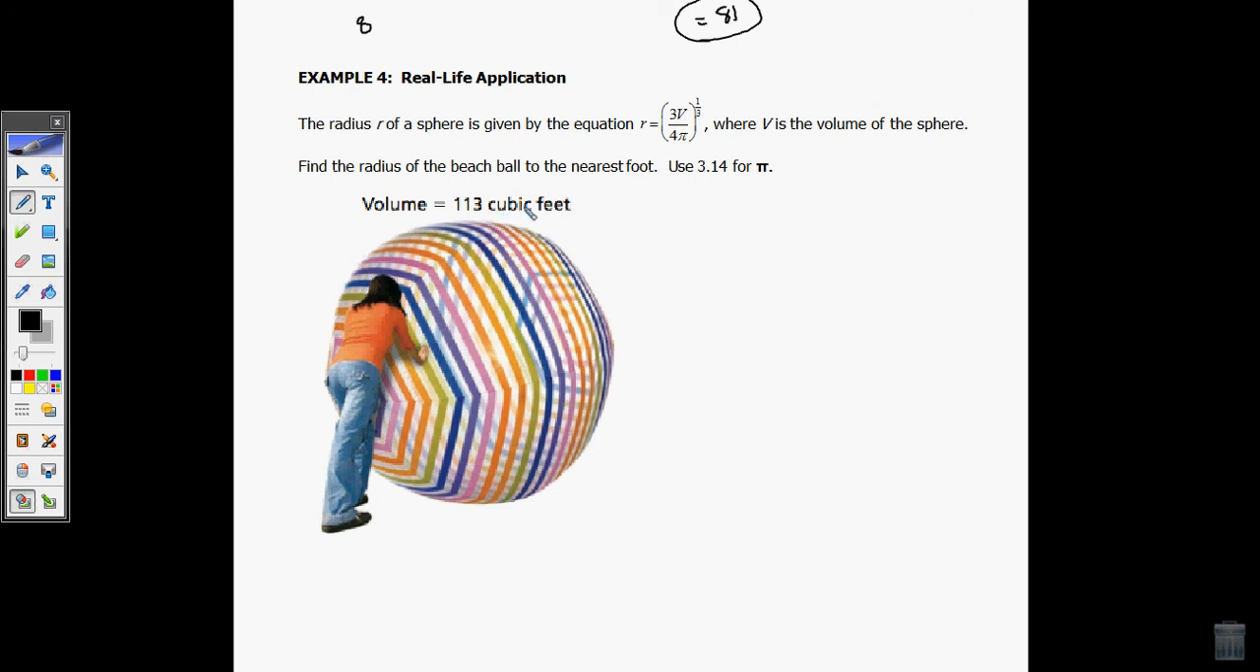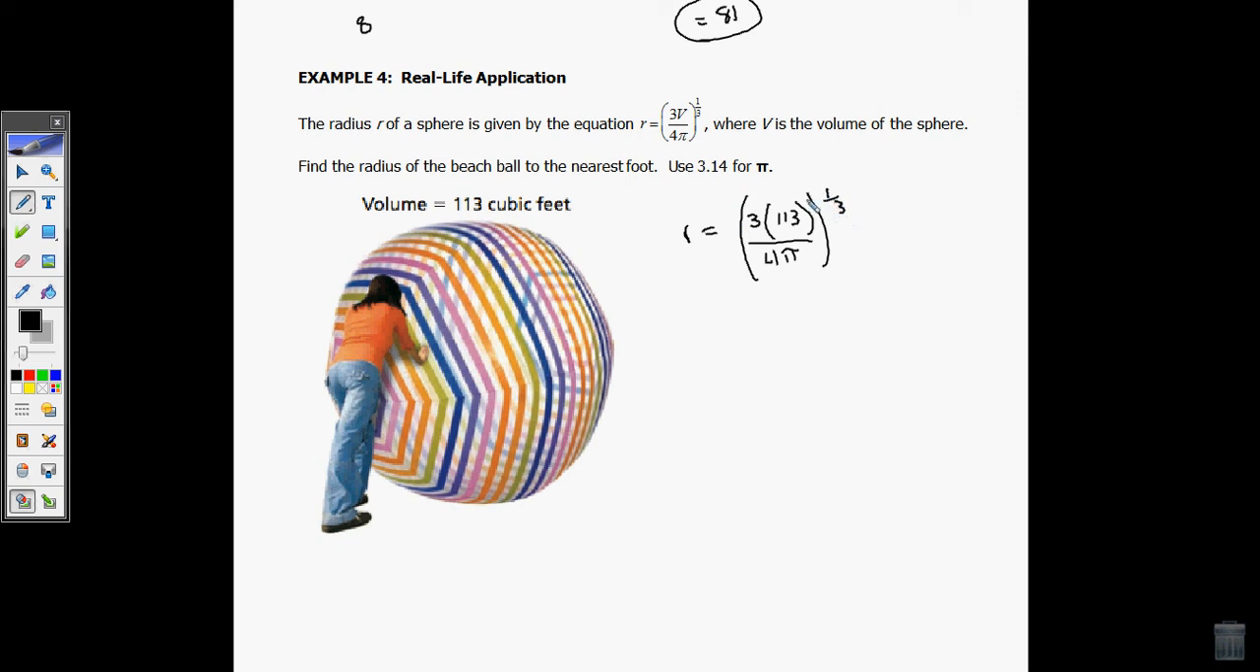Okay, so I'm given some volume, and I want to figure out what the radius is. Luckily, I have a formula that tells me what the radius is. It's going to be 3 times the volume, which I'm given is 113, and that's going to be over 4 pi, and then I believe all of this is raised to the 1/3 power.